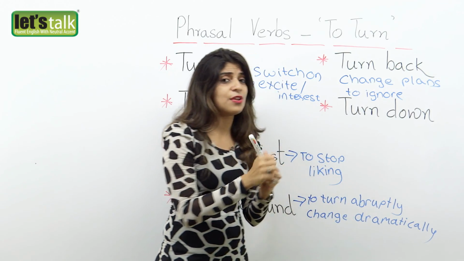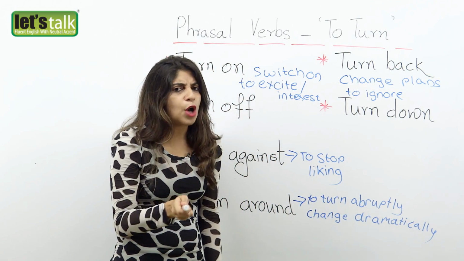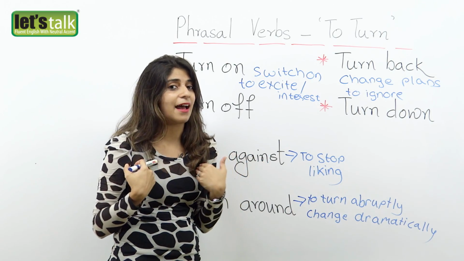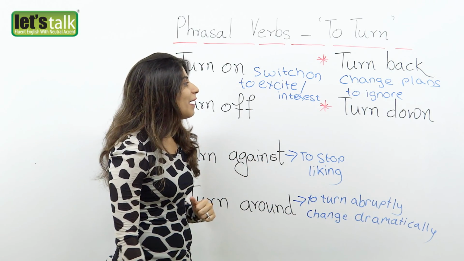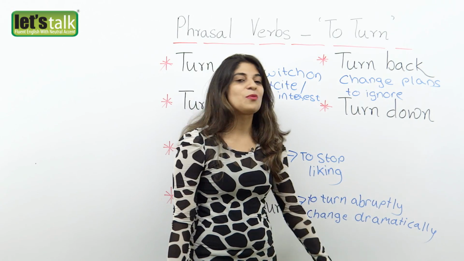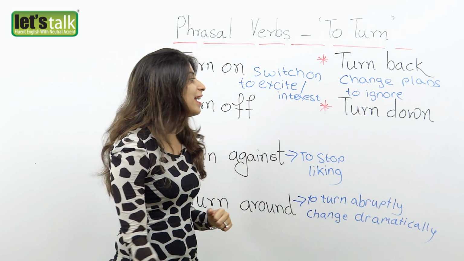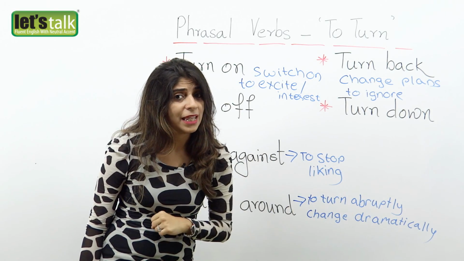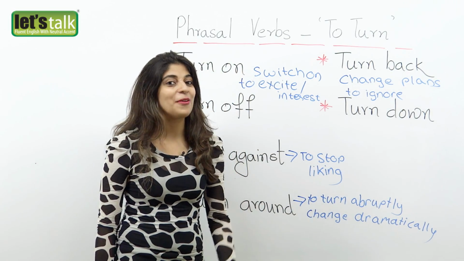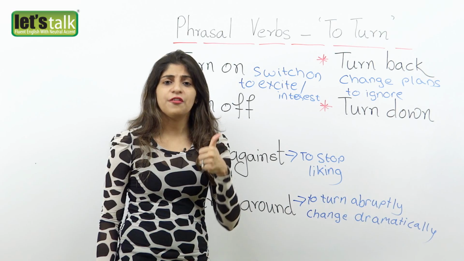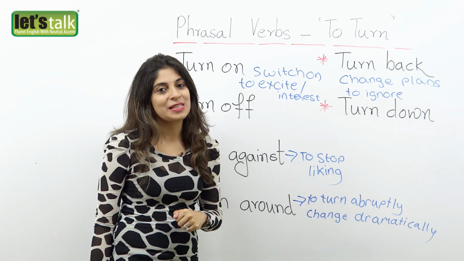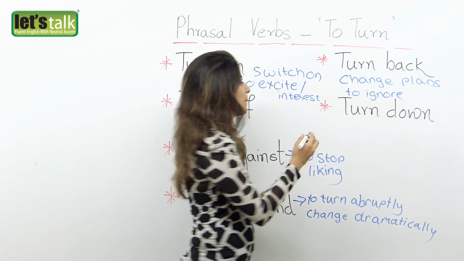Like the parents usually say, do not turn your back on me, okay? Which means do not ignore the things that I am saying to you, right? And then the last phrasal verb that I have for you is to turn down. Now, what does that mean? Now again, even turn down has two meanings to it. The first one is to refuse or to say no to someone or to something.